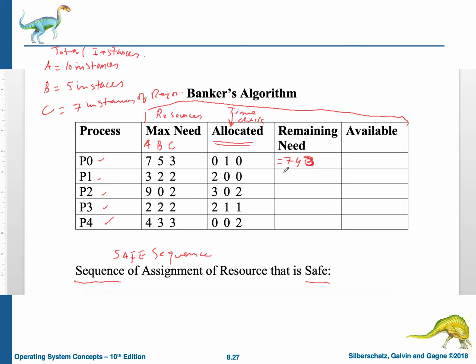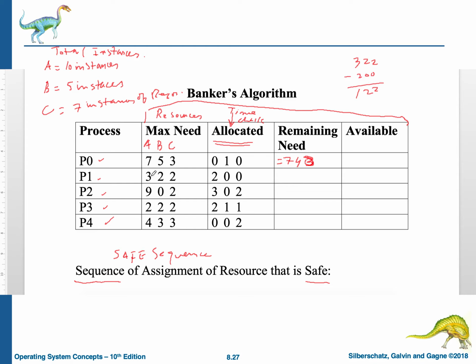And here, how many resources are required? If 200 resources are already allocated while the maximum is 322, then how many resources are still required? There is a shortcut for that. You take it as a whole number, 322 minus 200, which gives 122. So you just subtract the allocated resources from the maximum need. That's fine, right? You can write it as a number.